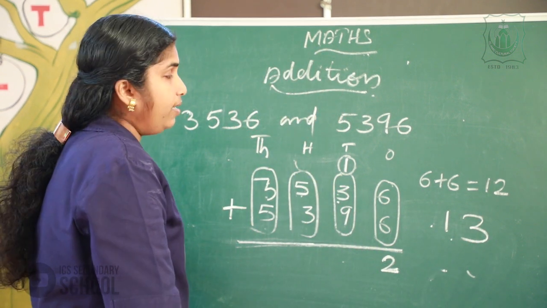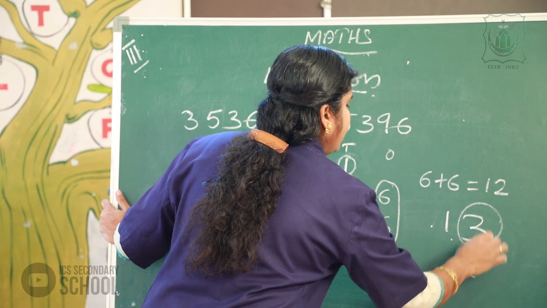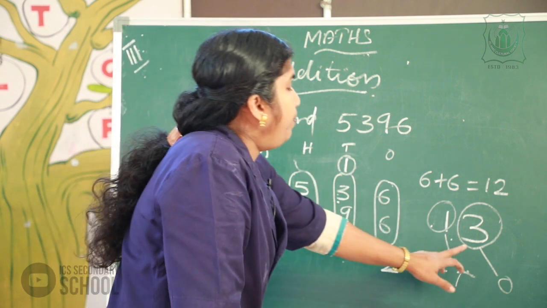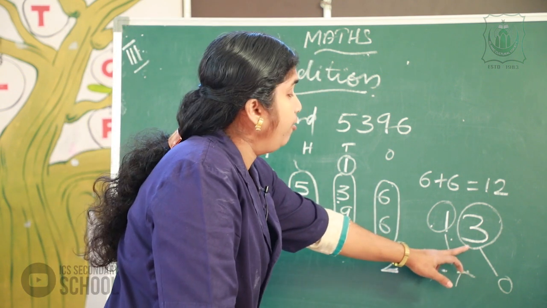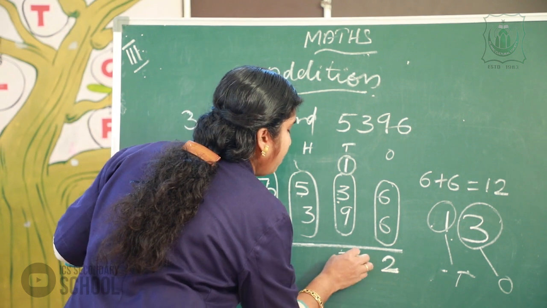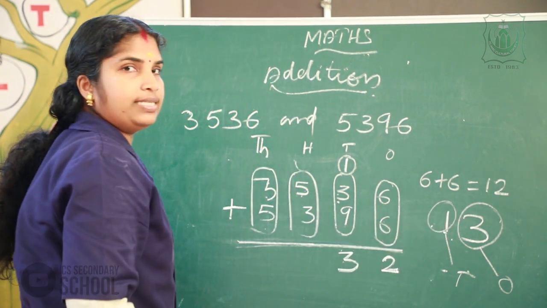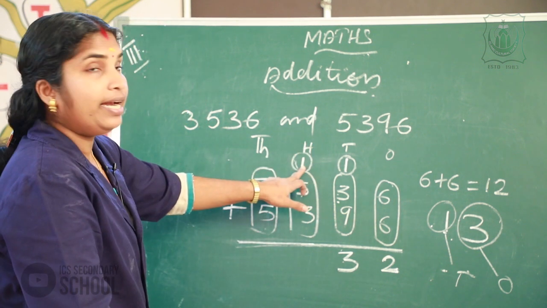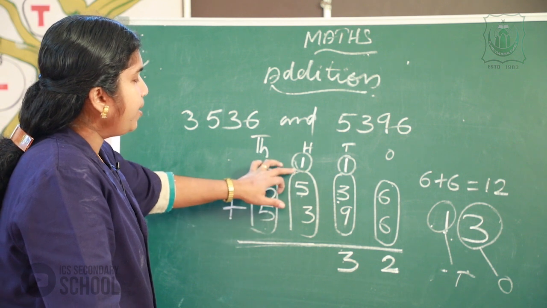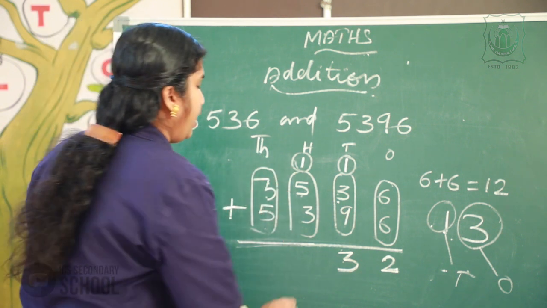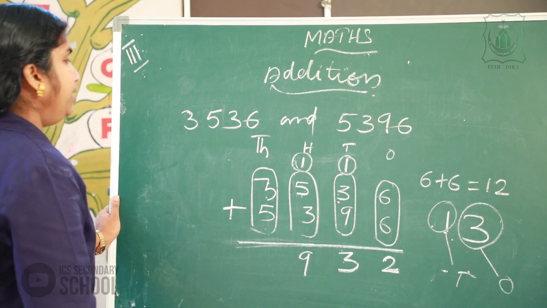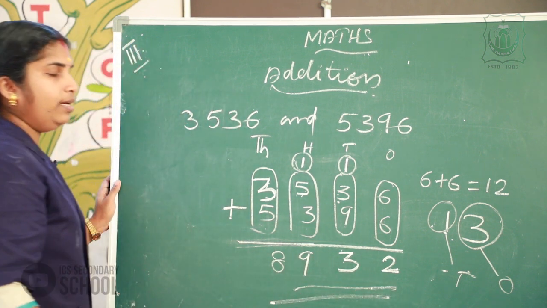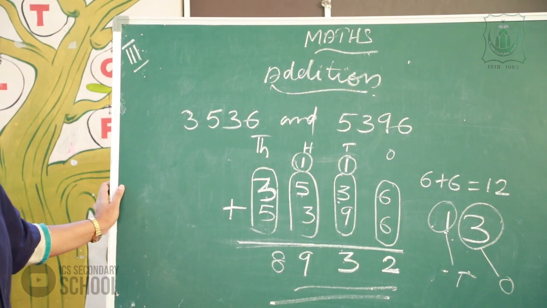We get the 13. The 3 is the 1 place and 1 is the 10 place. We take the 3 from this 13 and add it in the 10 place. The 1 in the 10 place is carried over to the 100 place and we add these digits. 6, 6 plus 3, 9. And in the 1000 place, 3 plus 5, 8. We get 8932. Okay.